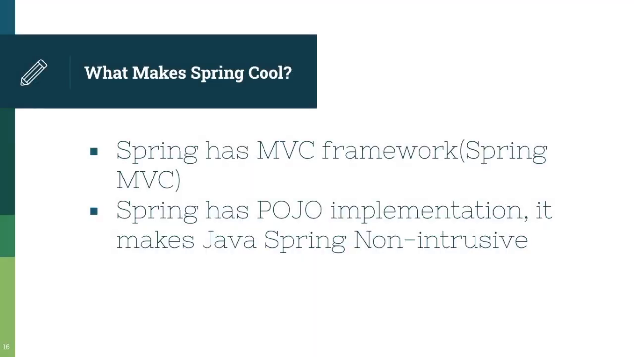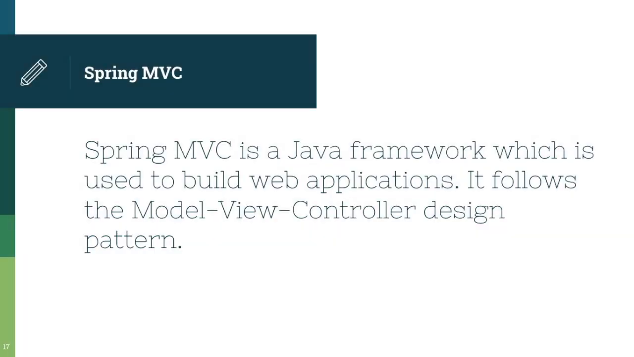Next part is about what makes Spring cool. We found two cool things in Java Spring. Firstly, Spring has an MVC framework called Spring MVC. In addition, Spring has POJO implementation. Now, let's talk about Spring MVC first.